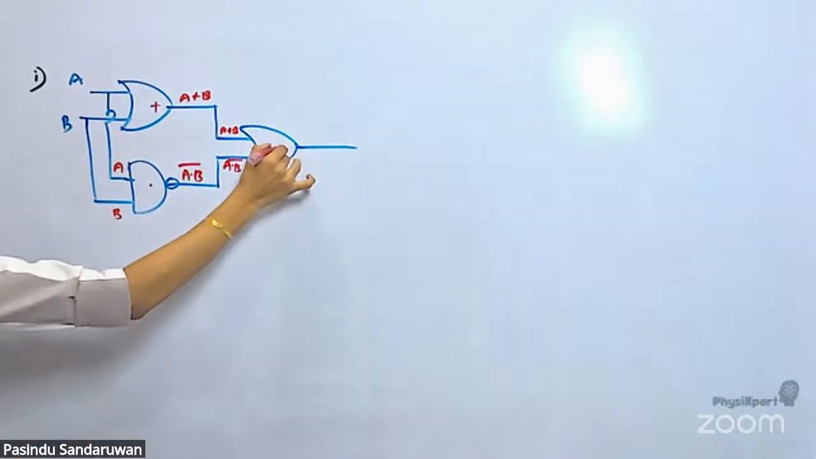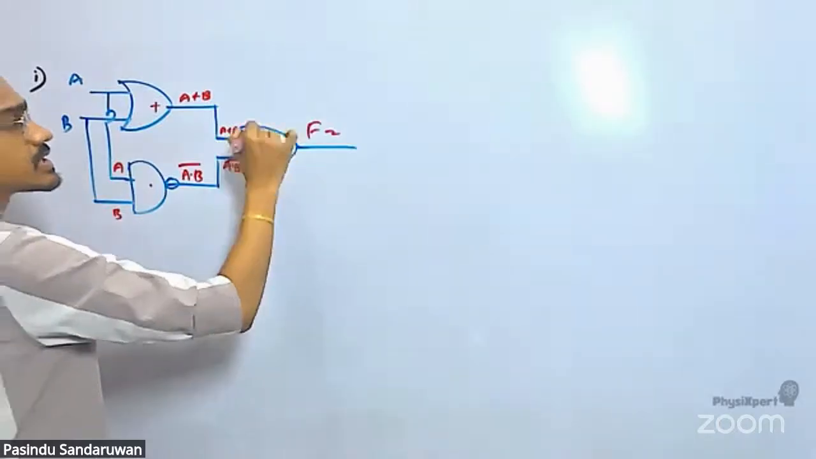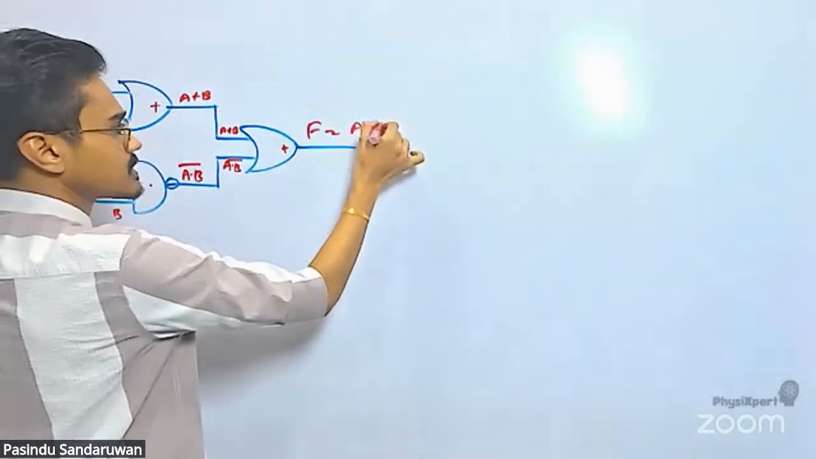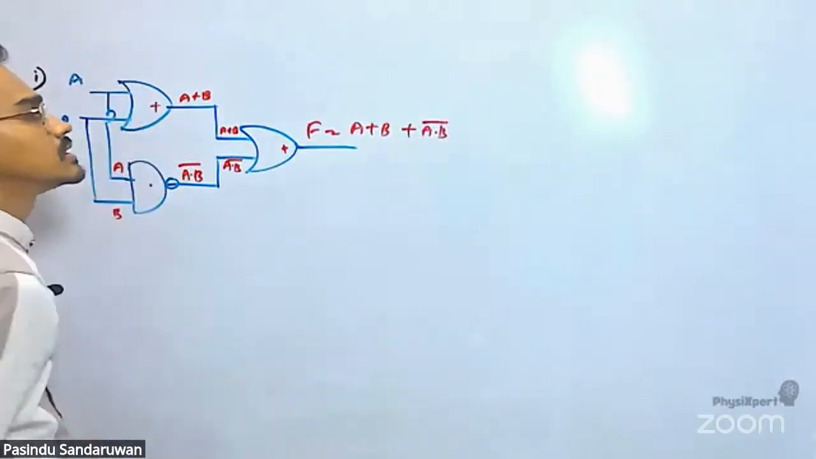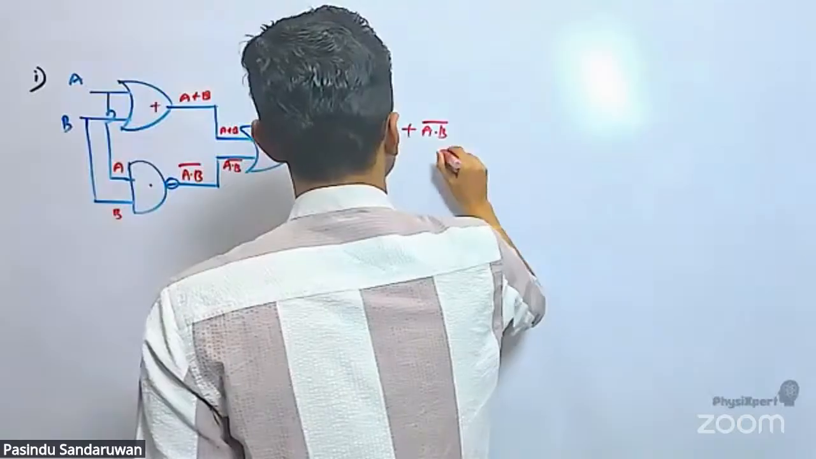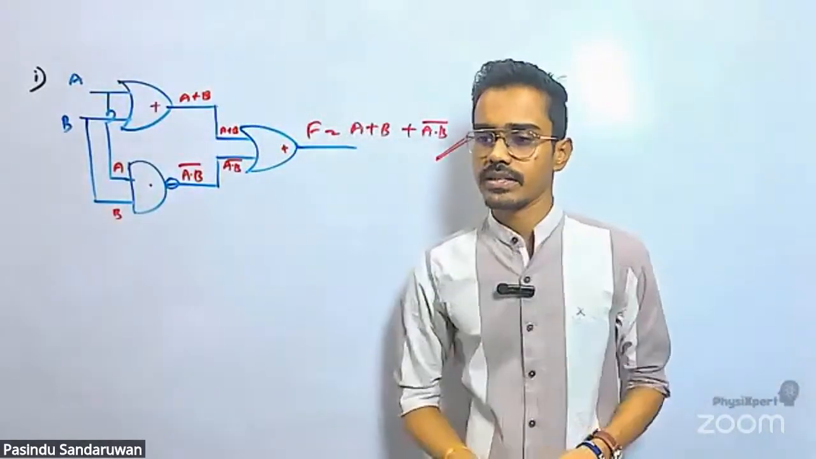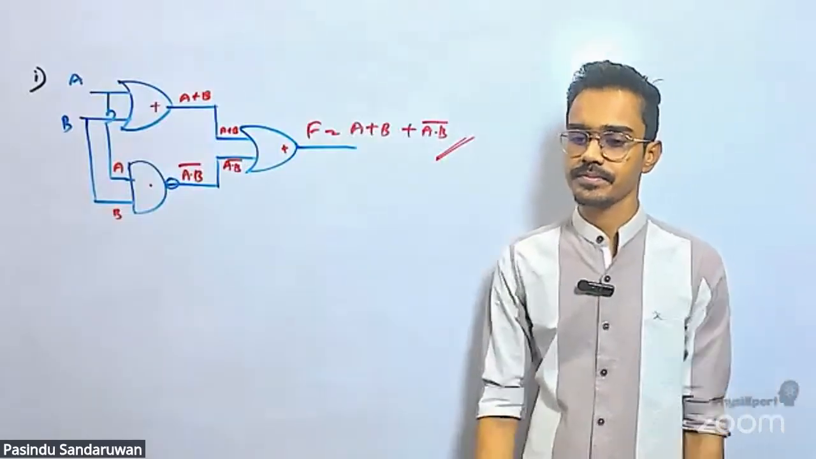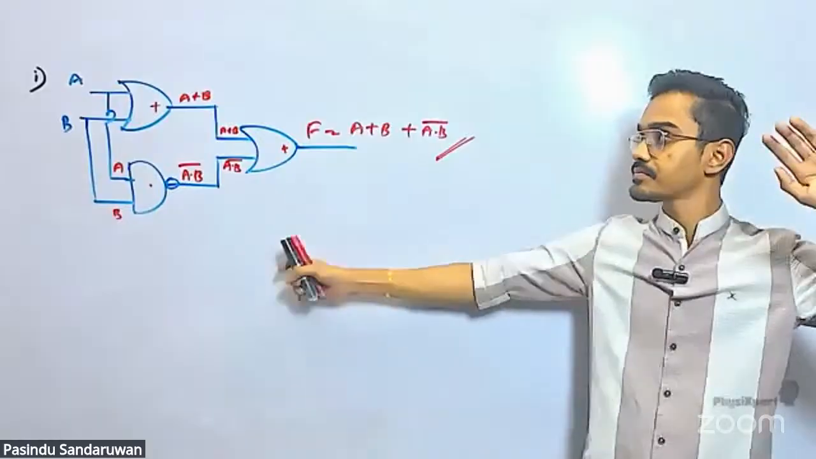Then this is an OR gate again. The function is plus. The final answer is going to add these two: A plus B plus A dot B bar, right? No need to simplify now. This is the final answer. Got it? Raise your hand again if it is clear enough.